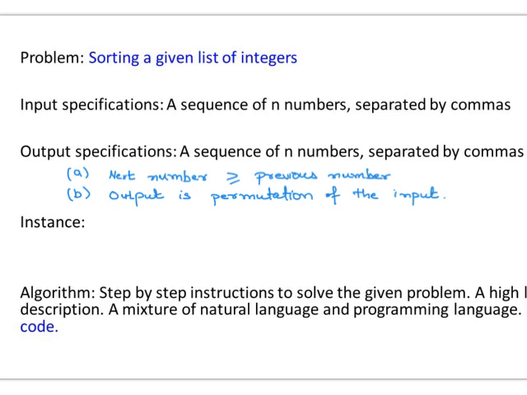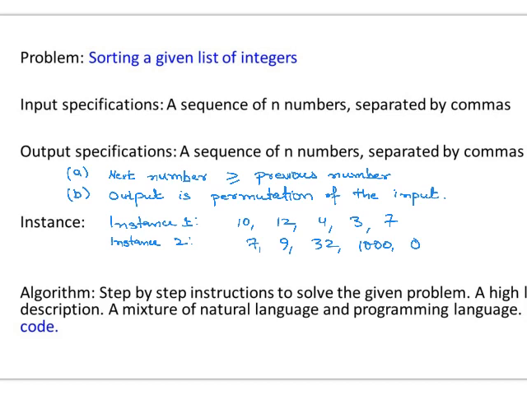What is an instance? Let's say we are sorting 5 numbers. So my instance 1 could be 5 numbers like 10, 12, 4, 3, 7. So this could be an instance. It's a list of 5 numbers separated by commas. Another instance could be 7, 9, 32, 100 and 0. Right?